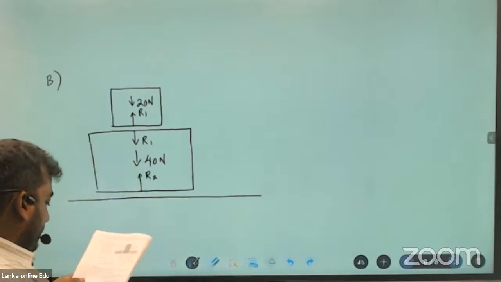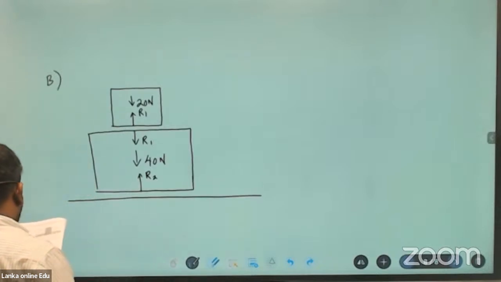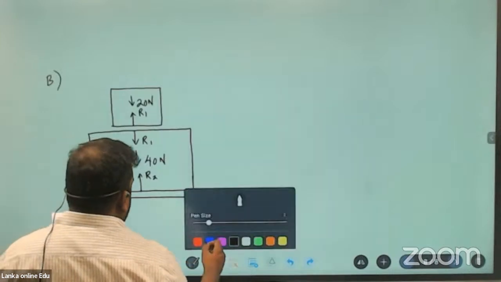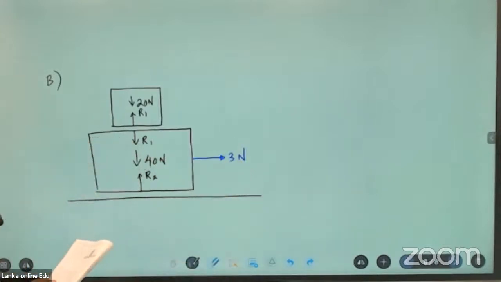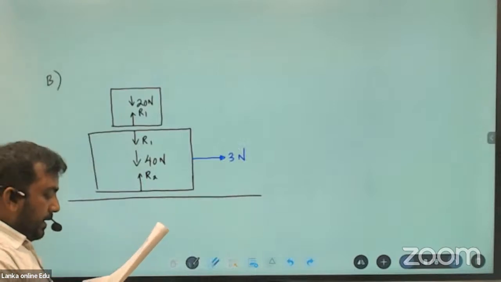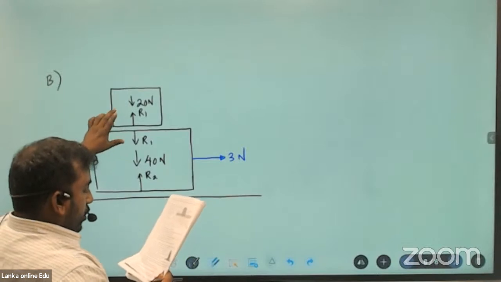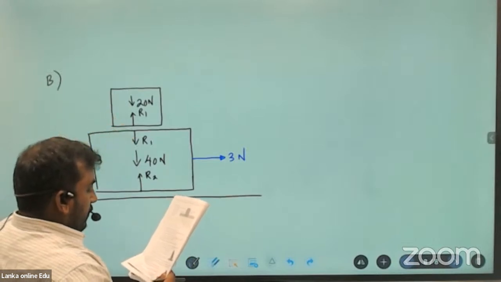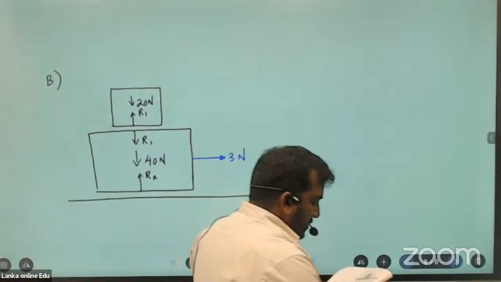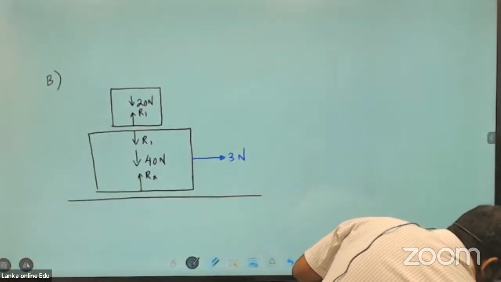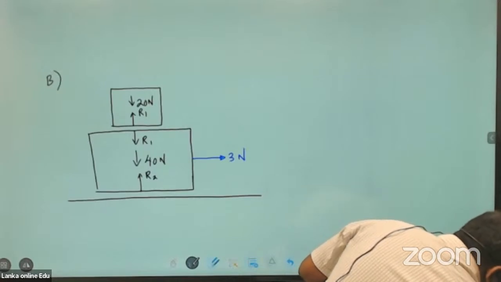What are they saying? Kept on a frictionless horizontal surface, and a force 3 newtons is applied here. What are they asking? If there is no friction between M1 and M2, draw and label the forces. Find the acceleration of the two masses. So this is very simple and direct.